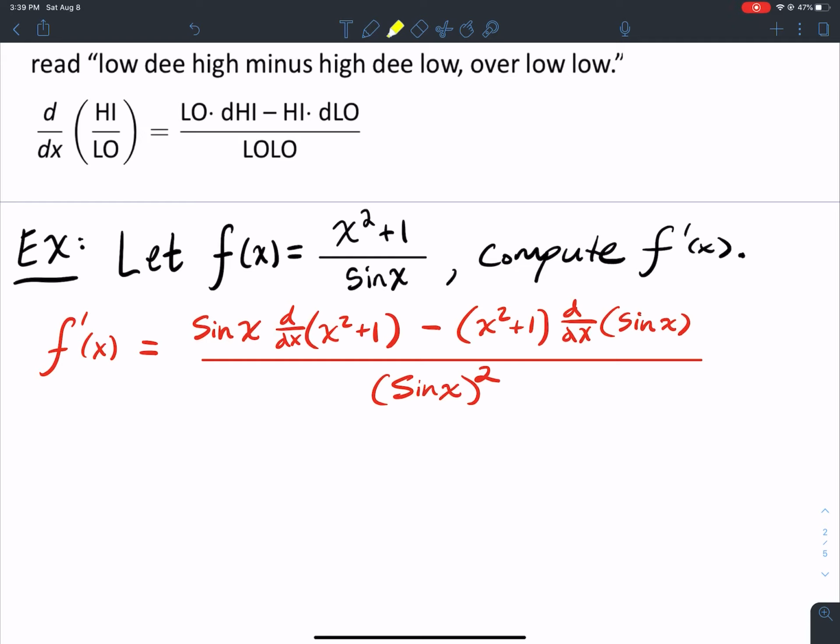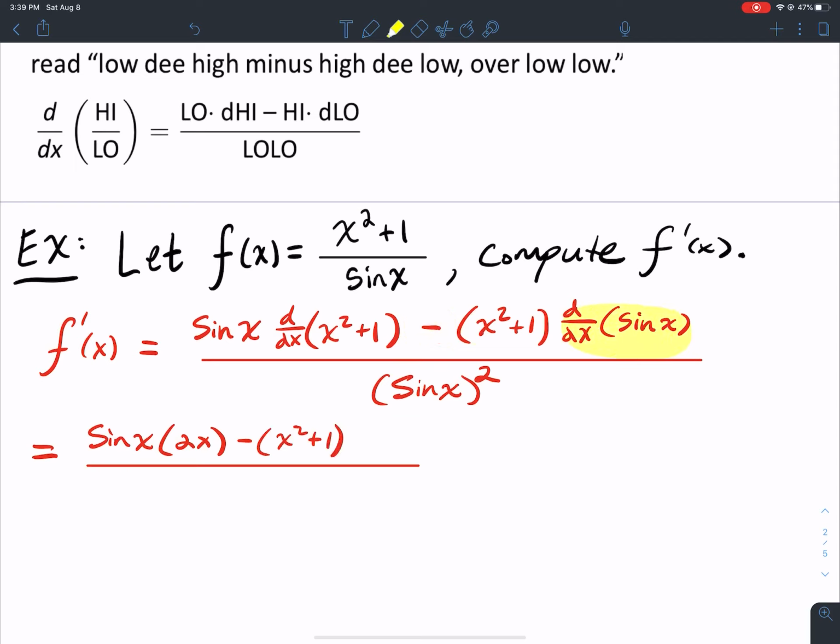So now I need to simplify. I have sine x times the derivative of x squared plus 1. Derivative of x squared is 2x. Derivative of 1 is just 0. So that's sine x times 2x, minus x squared plus 1 times what's the derivative of sine x? That's cosine x, all over sine squared.